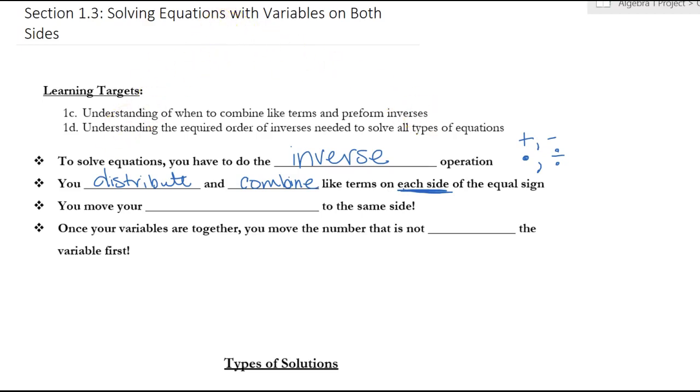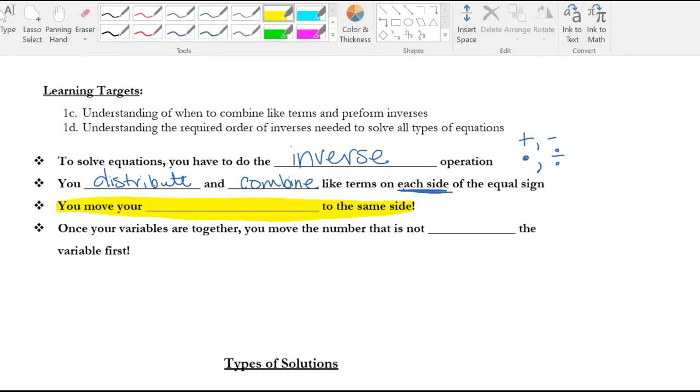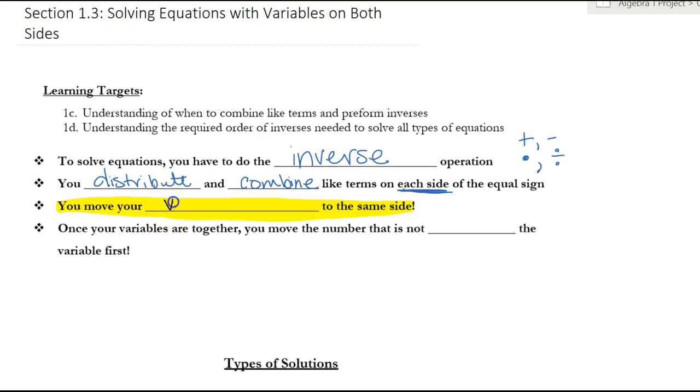Here's the new step. The new step is, let's highlight this. You need to move something to the same side. And our goal is to isolate the variables. So that is what you're moving to the same side. You need to move your variables to the same side. And then once you do that, you move the number that is not touching. Then you're back to the basics.